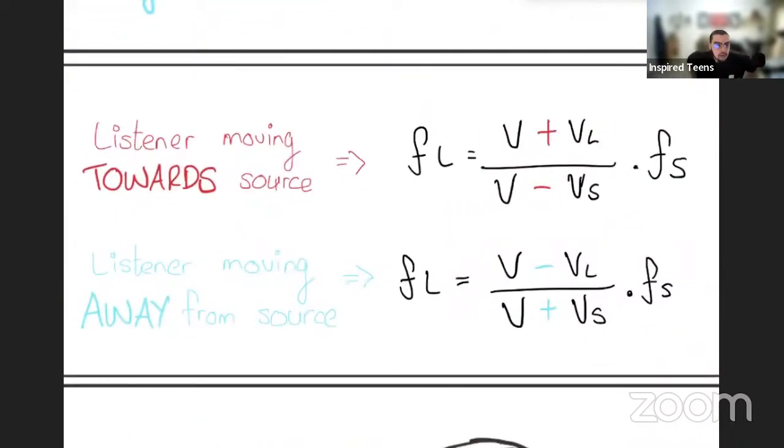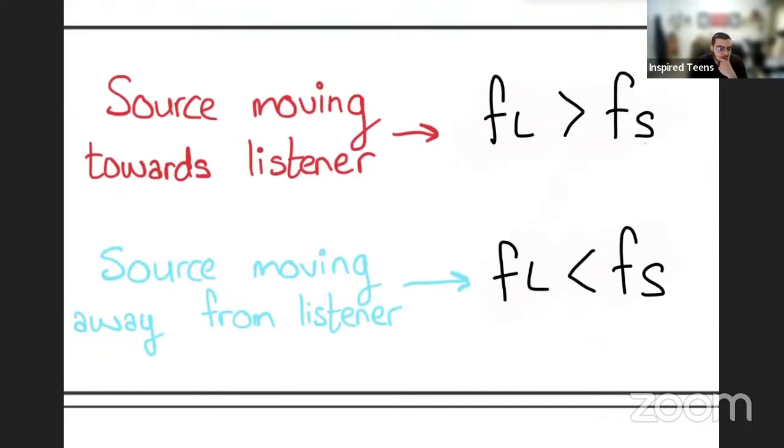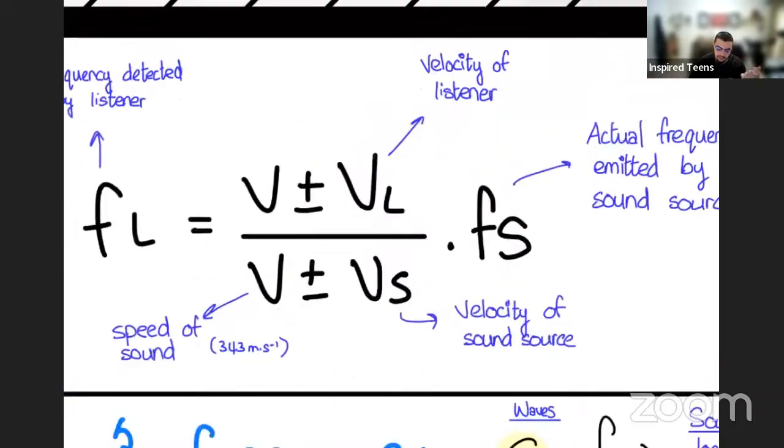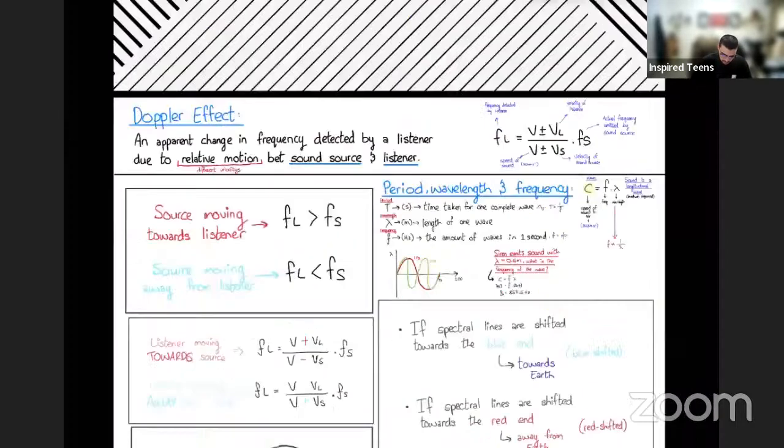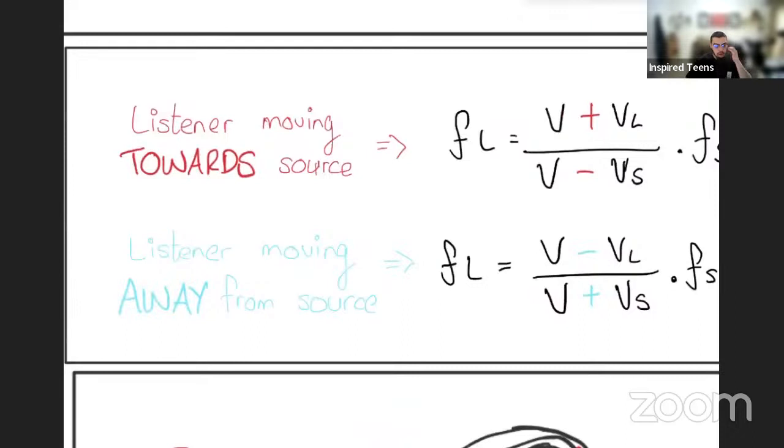When the listener is moving away from the source, then the frequency detected by the listener is actually less than that which the source emits. Now, if you look at this formula, you'll notice we have a plus minus, meaning that we have options. Here's how we work with those options. When the listener is moving towards the source, we put plus at the top, minus at the bottom. When the listener is moving away from the source, we put minus on top, plus at the bottom.